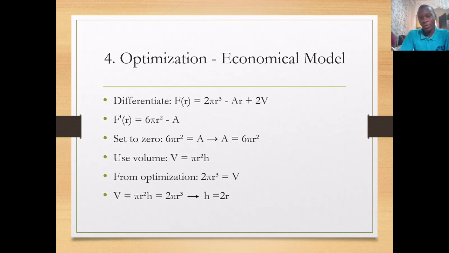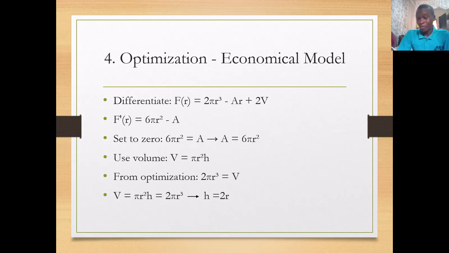Having done that, we have A = 6πr². That means for any economical model of a closed cylindrical system, the area is equal to 6πr², and then from the optimization, the volume is equal to 2πr³.